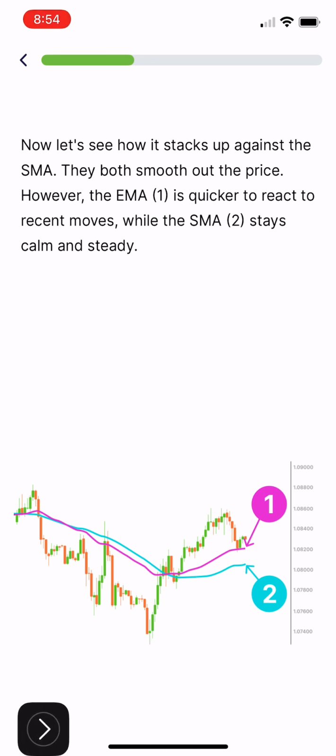Now let's see how it stacks up against the SMA. They both smooth out the price. However, the EMA is quicker to react to recent moves, while the SMA stays calm and steady.